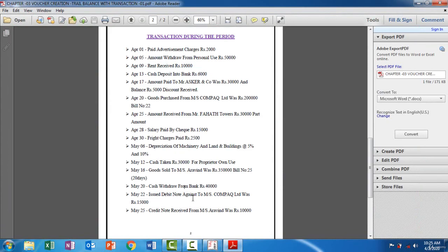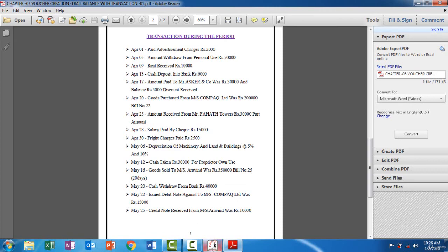15,000. Comeback is our creditor, so we return the goods to the Comeback company. You can see that goods purchase from Comeback company 200,000. Now we purchase return 15,000 to the Comeback company. So we have to take the debit note as well. Double entry is Comeback account debit, purchase account credit.